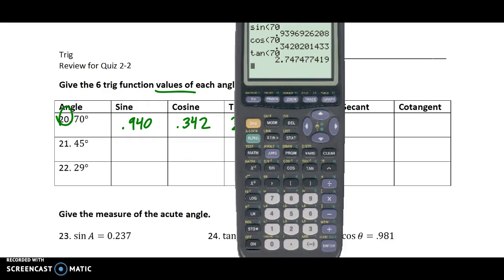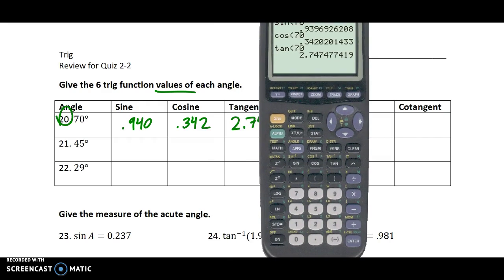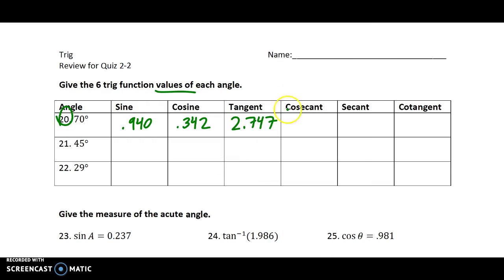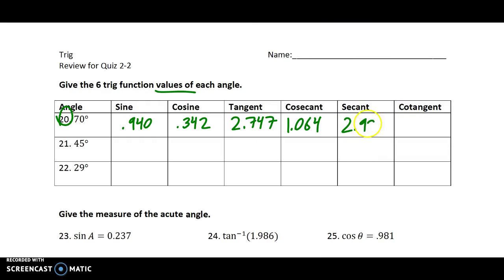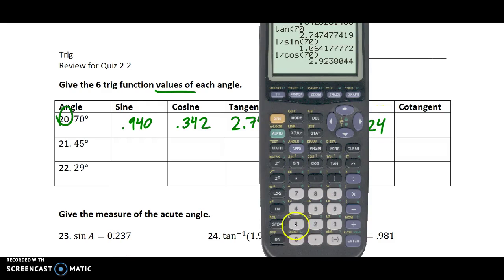Now the tricky part is, how do I get cosecant, secant, and cotangent? All you have to do is flip the sine, the cosine, and the tangent. So if you do 1 over the sine of 70, that'll give you cosecant. It's 1.064. If you want secant, that'll be 1 over cosine of 70, which in this case would be 2.924. And the cotangent, same thing. You just do 1 divided by tangent of 70, which in this case is 0.364.